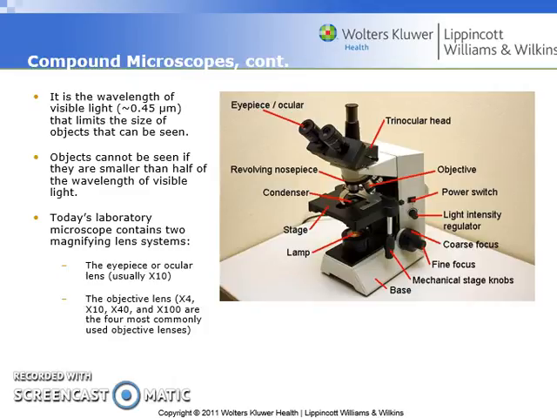Now this is important. If objects are smaller than half of the wavelength of visible light, which is about 0.5 micrometers, then we're not going to be able to view them using a compound light microscope. Remember, we'd have to use more specialized microscopes. And remember, for most bacterial organisms, we have a width or a length of about 1 micrometer. So anything less than 0.45 micrometers isn't going to be able to be viewed using the compound light microscope.